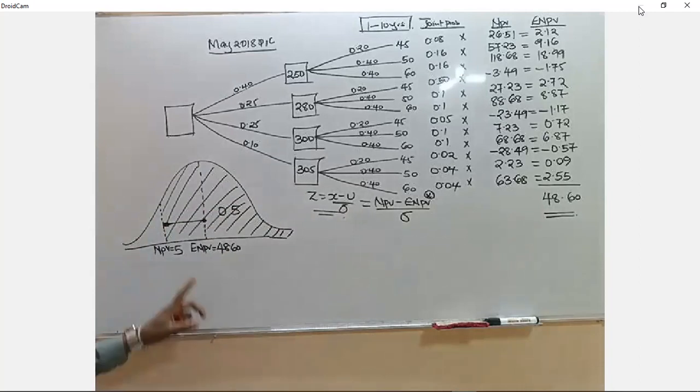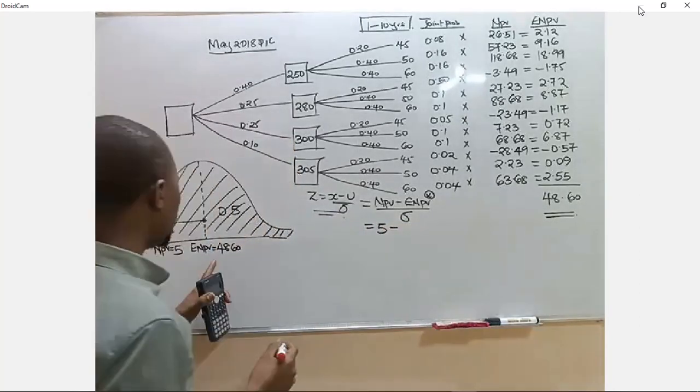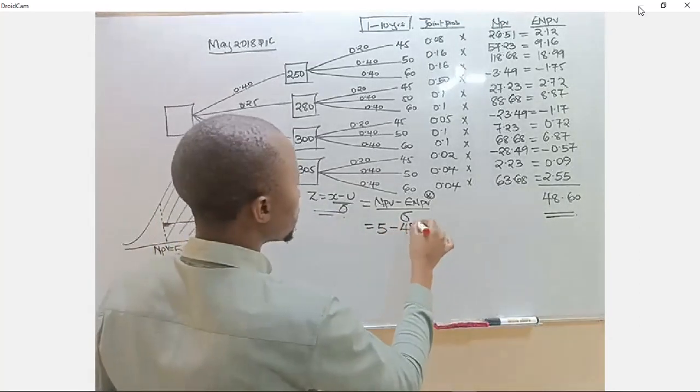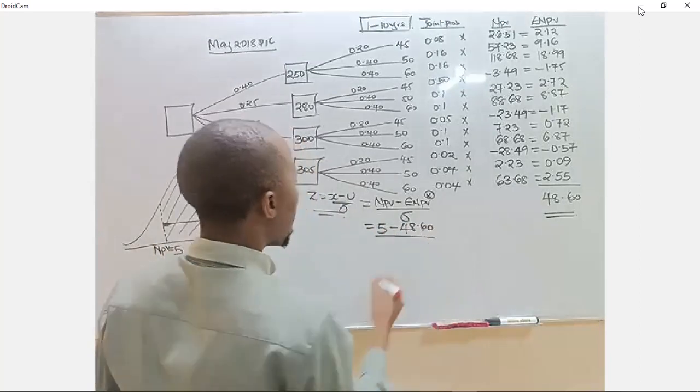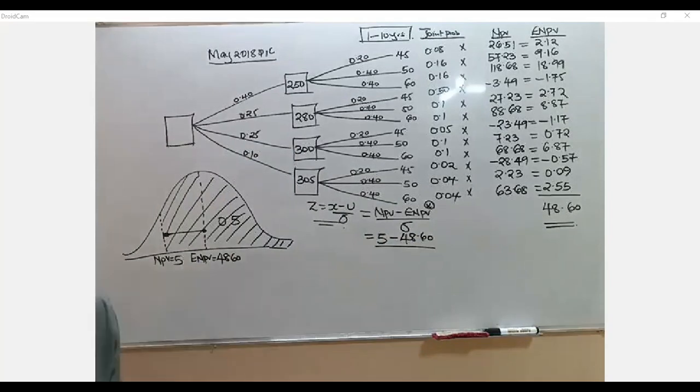So let us take our formula here by looking at the NPV. Our NPV is 5. The expected NPV is 48.60. You divide by our standard deviation. The examiner has given you the variance. What variance has he given us? Let us look here. So our variance is 1861.